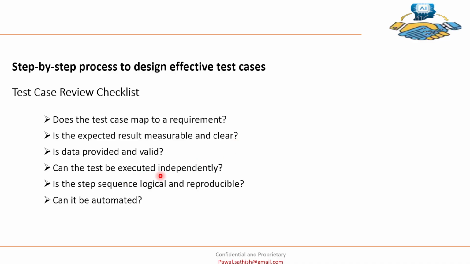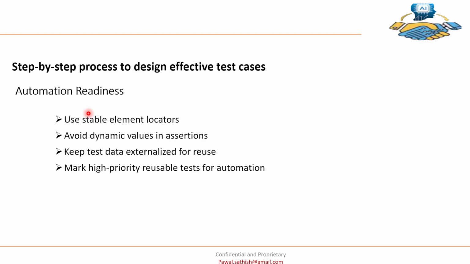Okay, can the test be executed independently? Okay, is the test sequence logical and reproducible? Okay, can it be automated? Okay, here we can see we also need to think about the automation perspective as well. Okay, so this is the test case review checklist. We need to consider it. Okay, and next is automation readiness.